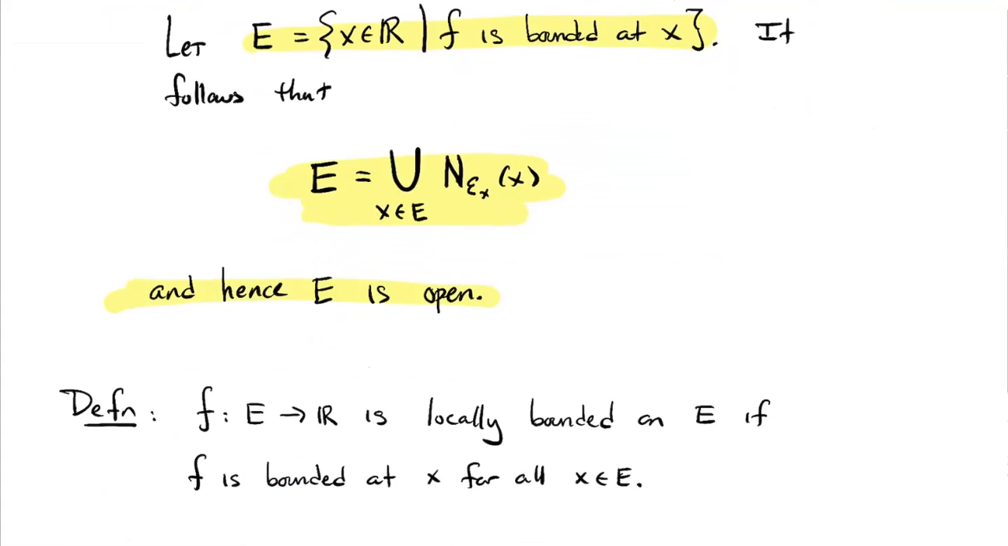Okay. I'm going to end the video with one more definition, kind of teeing up for next time. I'll call a function on some subset E of R, so here E is a subset of the real numbers, and f is just a function on E. Maybe E is all of R, maybe it's not. I'm going to call that function locally bounded on E if it's bounded at x for every x in E. All right. So a function is locally bounded if it's bounded at every x in its domain.